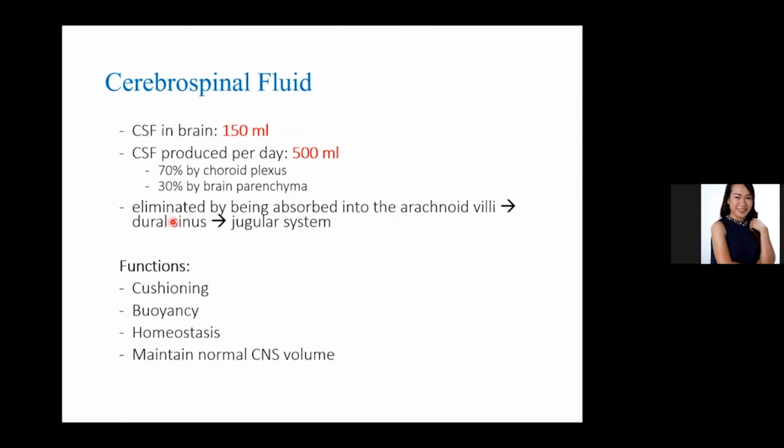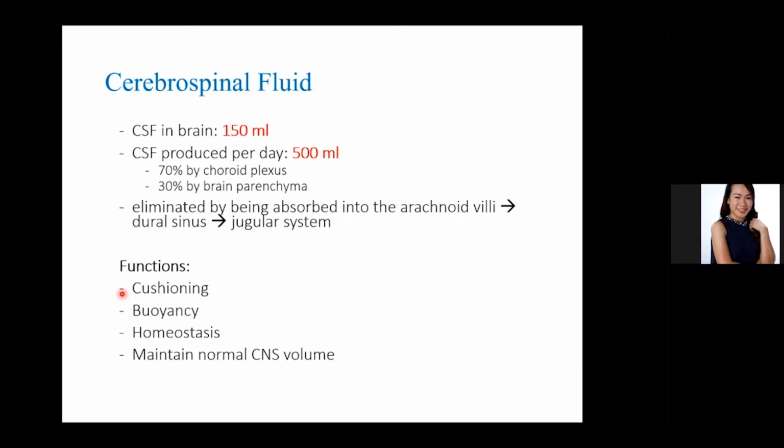How is it eliminated? So this is eliminated by the arachnoid villi. I'm going to show you some pictures of the arachnoid villi later. And it is being absorbed by these arachnoid villi going to the dural sinuses. So these sinuses then will drain into the jugular system. So we have your jugular venous system that will be the drainage of our cerebrospinal fluid. And what is the function of our cerebrospinal fluid? Since it's a fluid, it will be for cushioning. Cushioning, meaning it will protect the brain and spinal cord from any form of trauma. So for example, it's like amniotic fluid for our fetus.